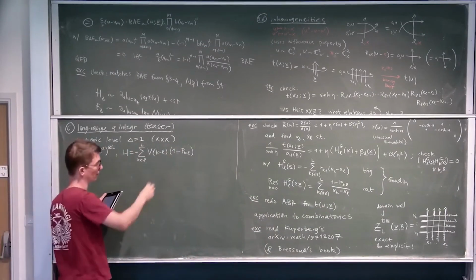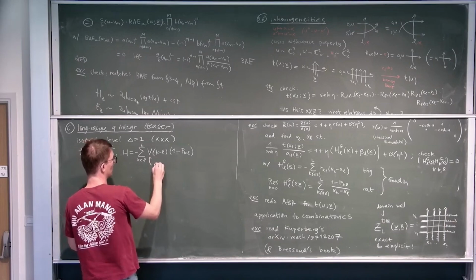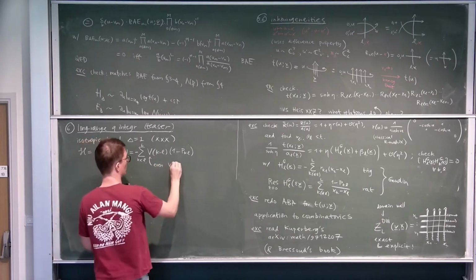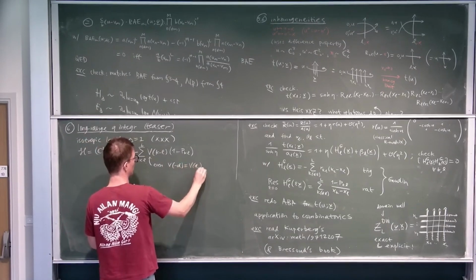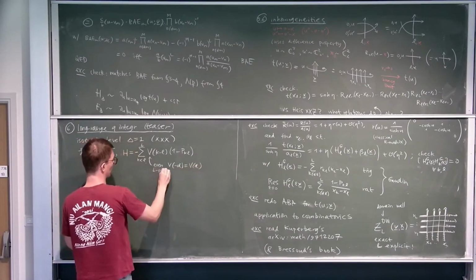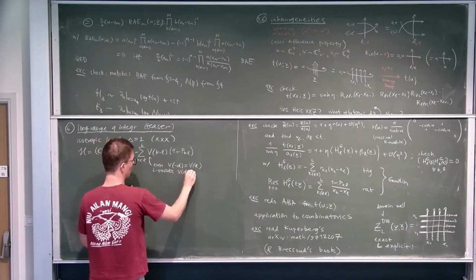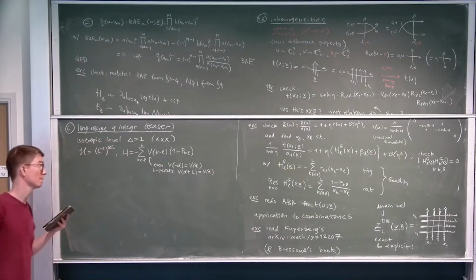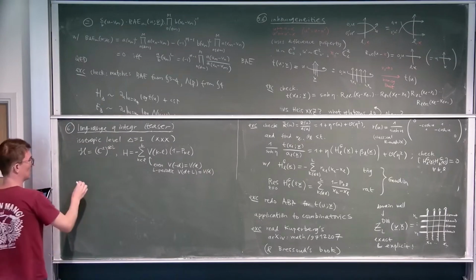What I will want to do, unlike for Gaudin, is assume that this is an even function. So V of minus d is equal to V of d. And I will want it to be L periodic. So these are our periodic boundary conditions: V of d plus L is equal to V of d.